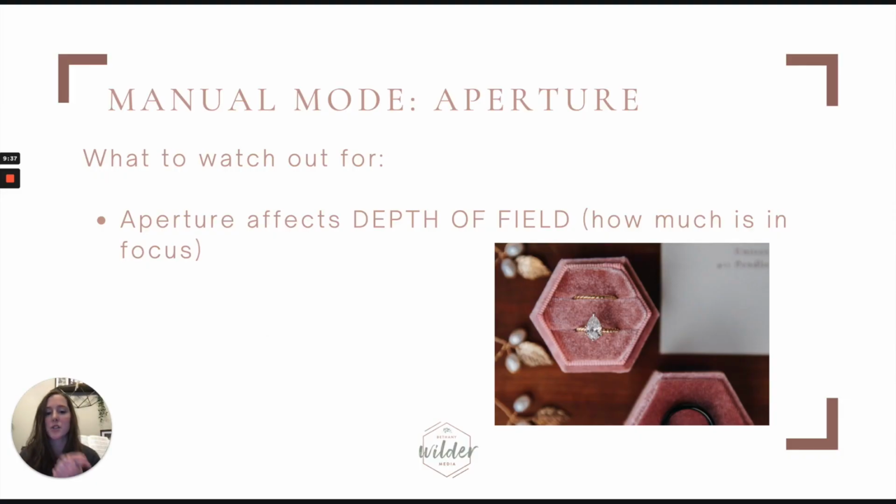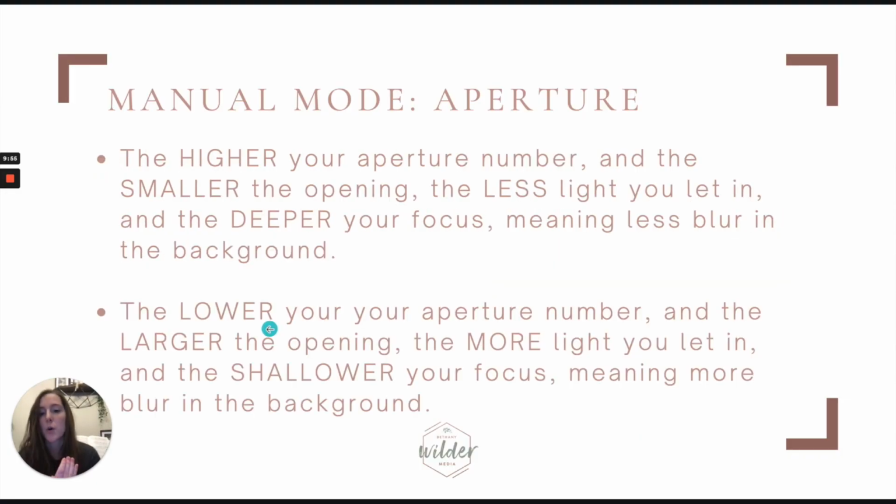So aperture affects your depth of field, like I said. So you don't really have a lot to watch out for unless you want all your picture to be in focus and not have the blurry background. So in conclusion, the higher your aperture number, the smaller the opening is going to be and the less light you're going to be letting in. The deeper your focus is going to be, meaning there's less of a blurry background and it's going to be more in focus. The lower your aperture number, the larger the opening and the more light you're going to be letting in because it's a bigger opening. The shallower your focus will be, meaning there's going to be more of that blurry background that we love, okay?